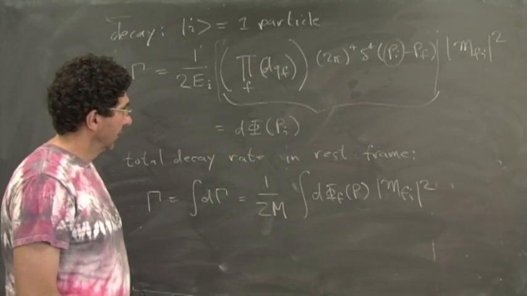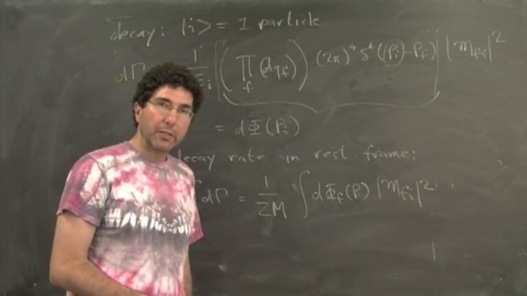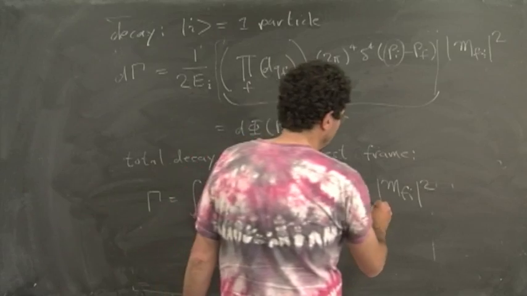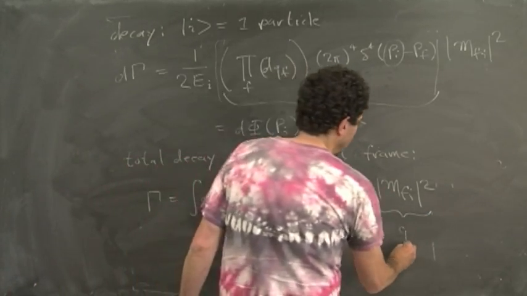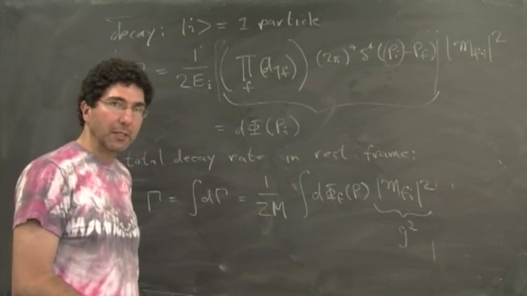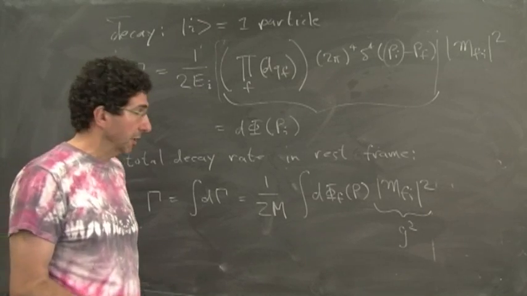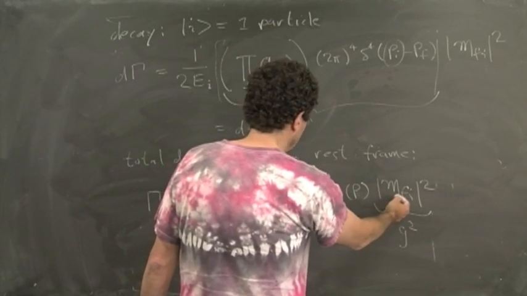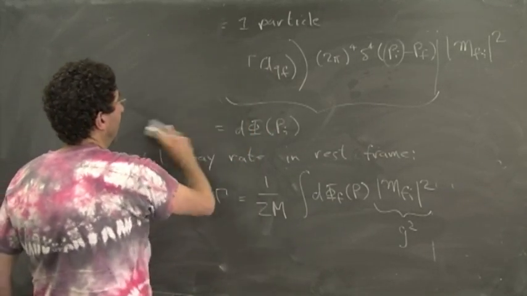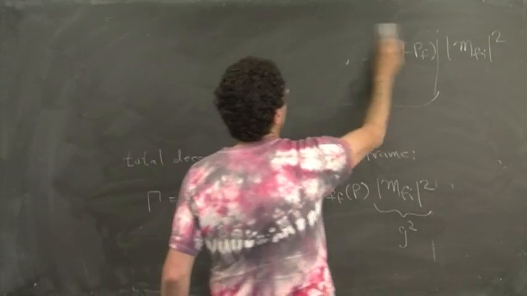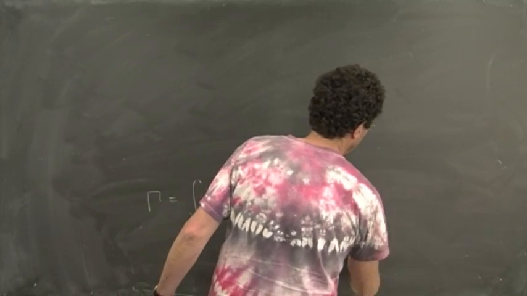So let's apply this to our toy model. In our toy model, we actually calculated this thing right here. What was it? It was actually just g squared. It was just a constant. So to find the total decay rate of the meson into two nucleons in that model, we just have to do this integral. We can actually pull out the g squared. So let's actually do that integral and thereby compute our very first physical quantity in quantum field theory.